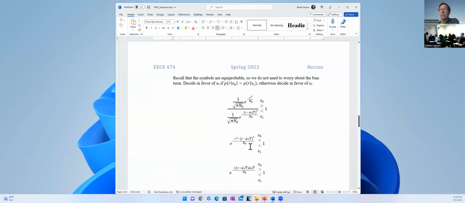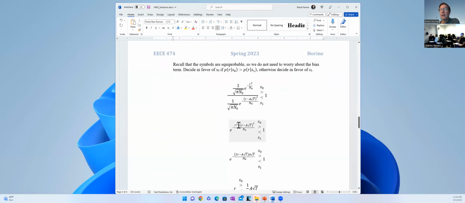Now we just do our algebra. These coefficients cancel out nicely, and we have a common base here in E, so we can take this term, subtract this term.